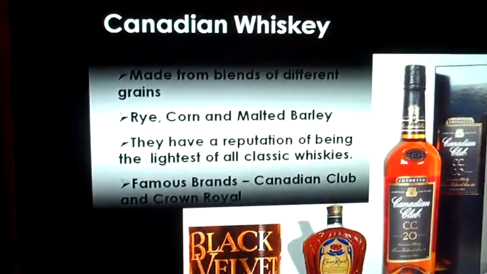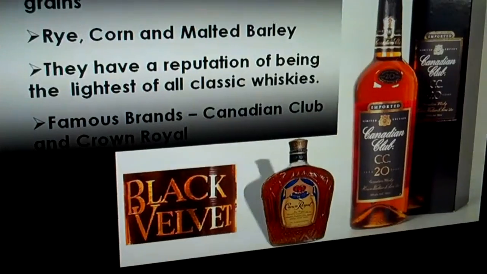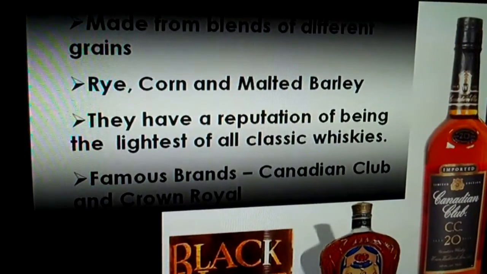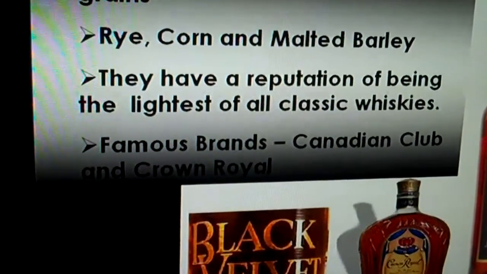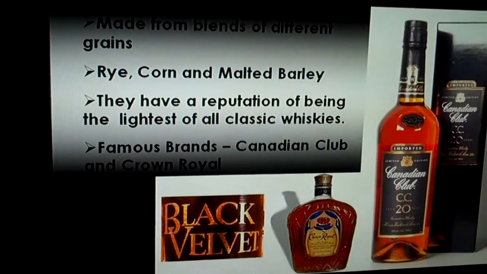Canadian whiskey. Made from blends of different grains, rye, corn, and malted barley, they have a reputation of being the lightest of all classic whiskeys. Famous brands would be Canadian Club and Crown Royal. The Crown Royal Cask 16, a personal favorite.